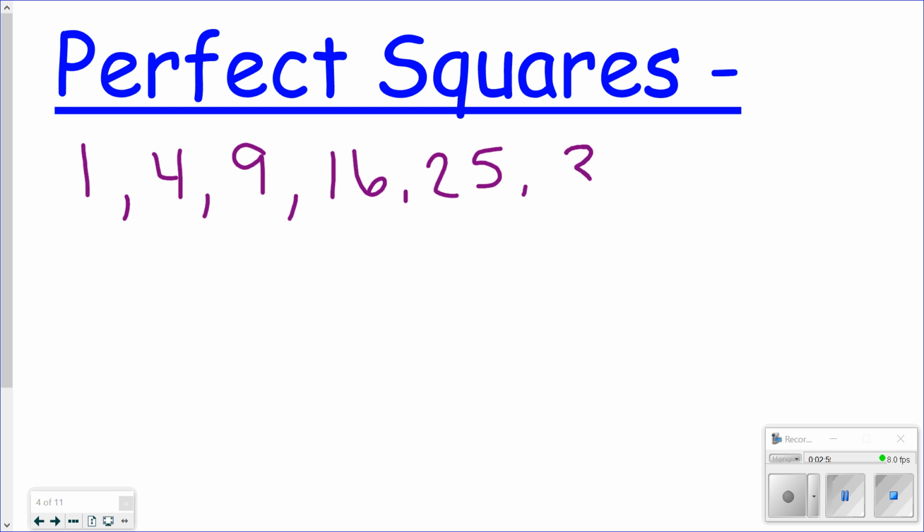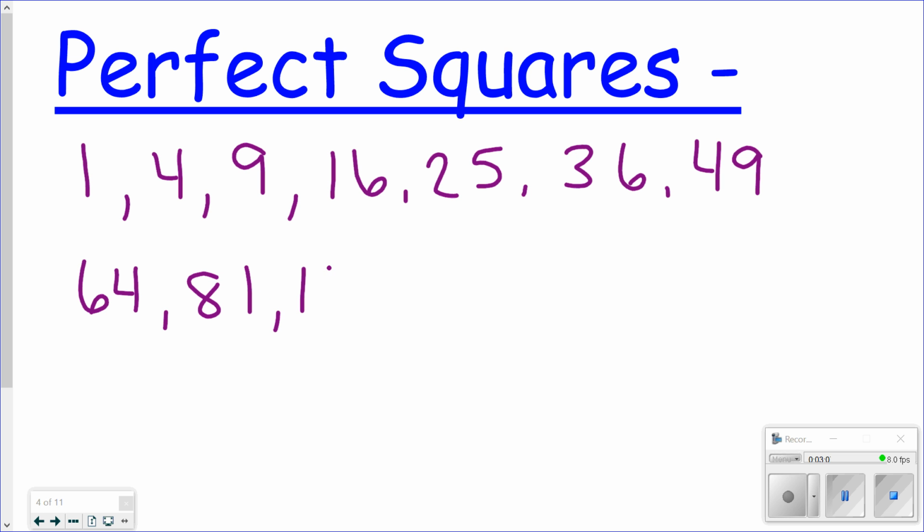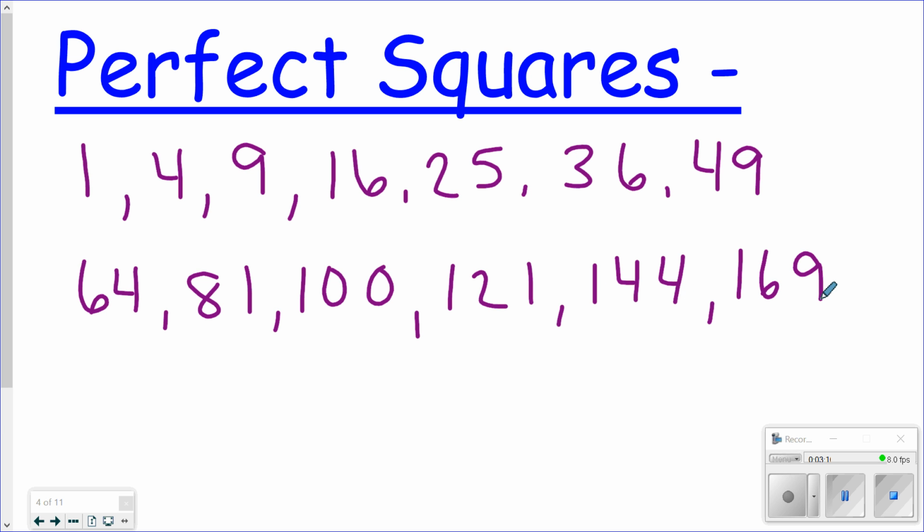25, 36, 49, 64, 81, 100, 121, 144, 169, 196, and 225. So these are some perfect square numbers that you should memorize and you should know, but I would write them down in your notes, that way you have them for reference.